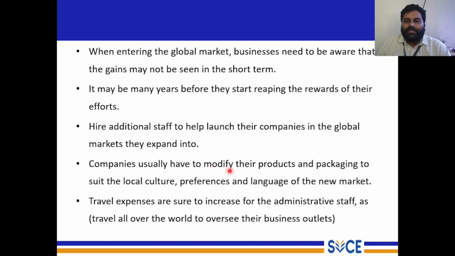Companies usually have to modify their product and packaging to suit the local culture, preference, and language of the new market. So that is like you are seeing a sticker on your product, and different languages have to be given preference over there. Travel expenses are sure to increase for administrative staff, as travel all over the world to oversee their business outlets is very much needed. So these are the various disadvantages we are going to see when we are entering into a global market.